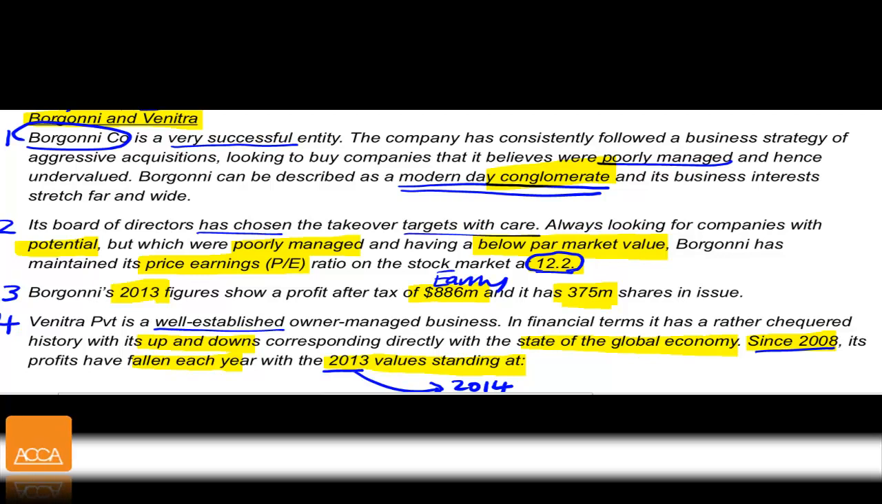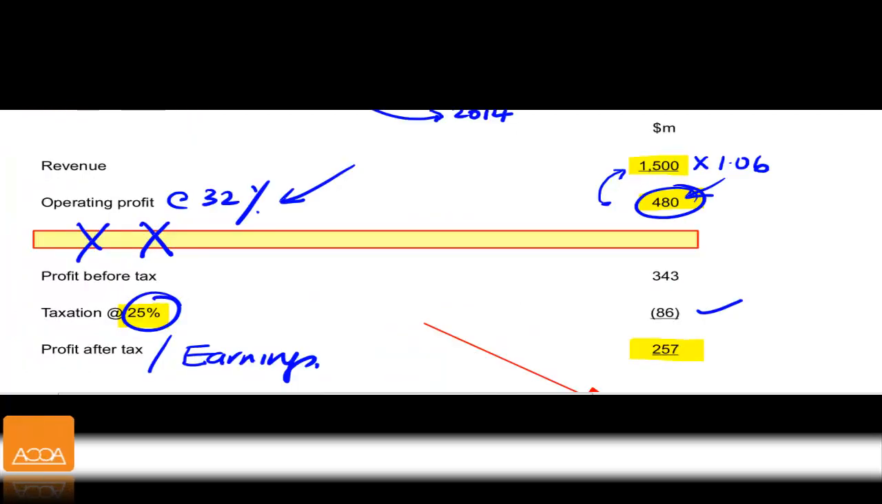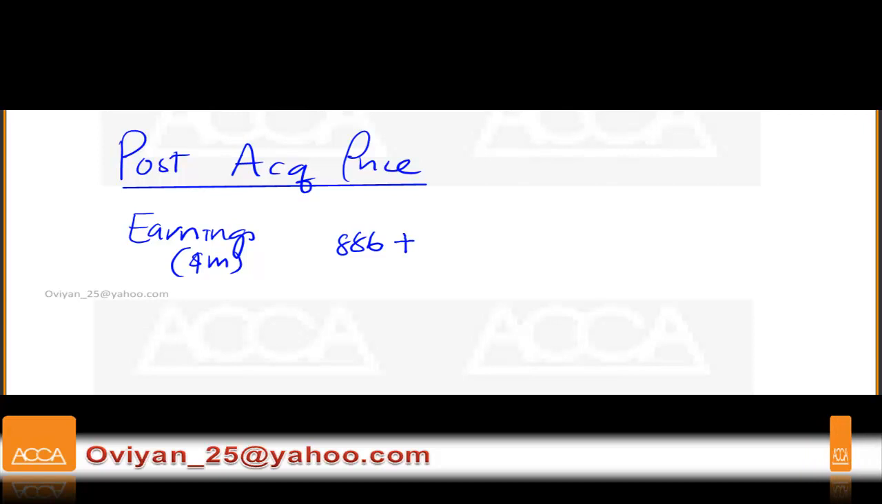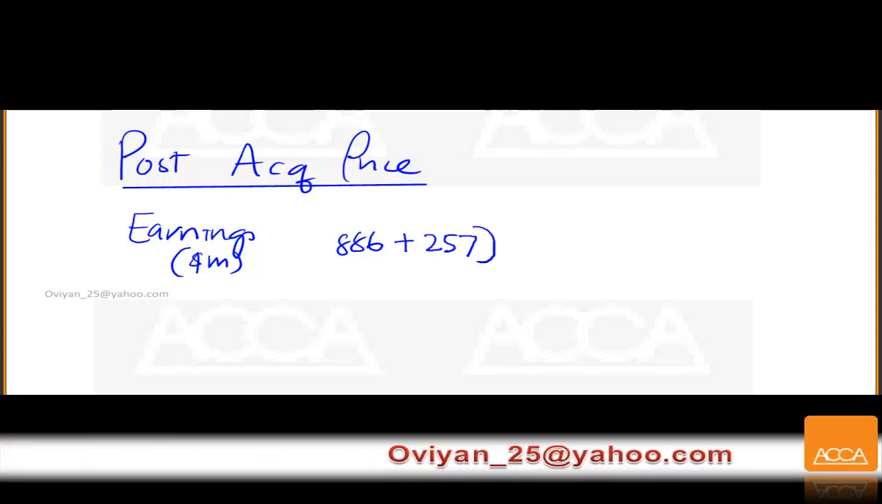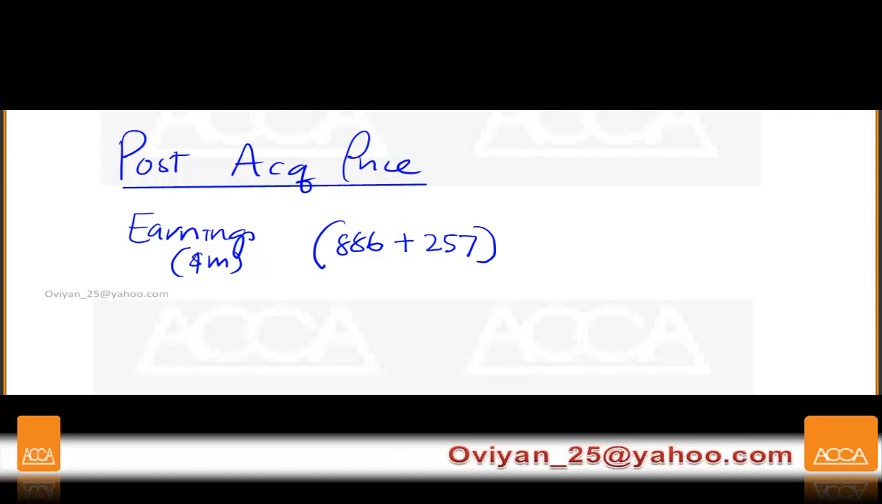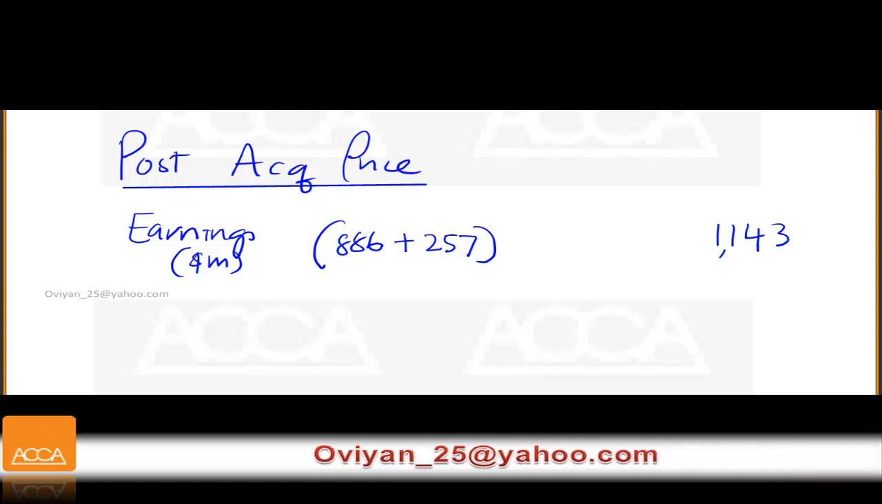886. Venitra's is 257 based on the historical earnings method. So we're going to use the current 2013 earnings. We're going to add this 2 as my earnings, which is going to be 886 plus 257. It's going to give me 1143.